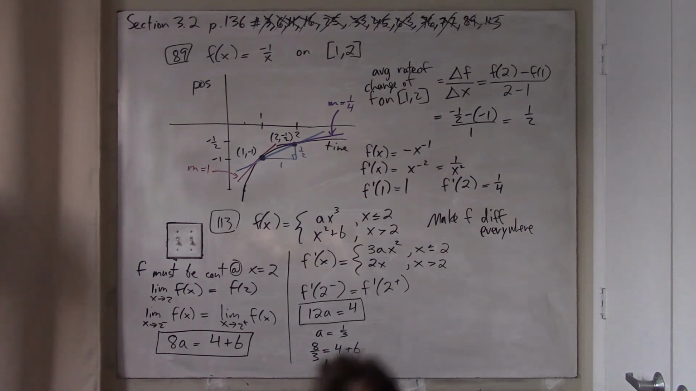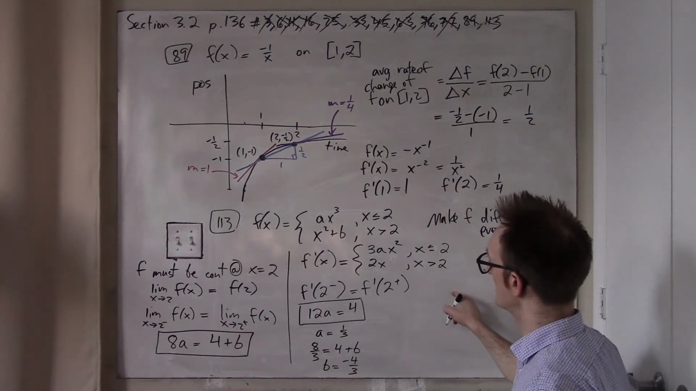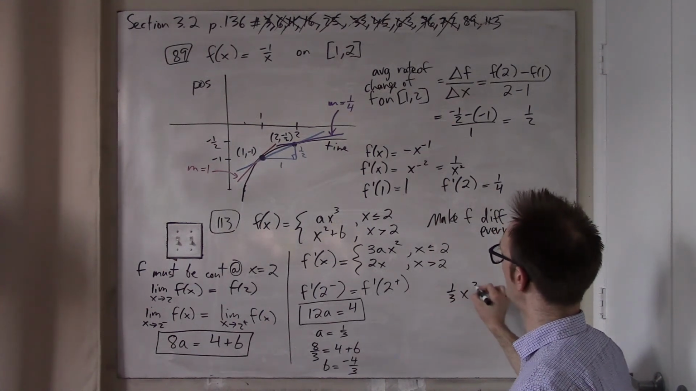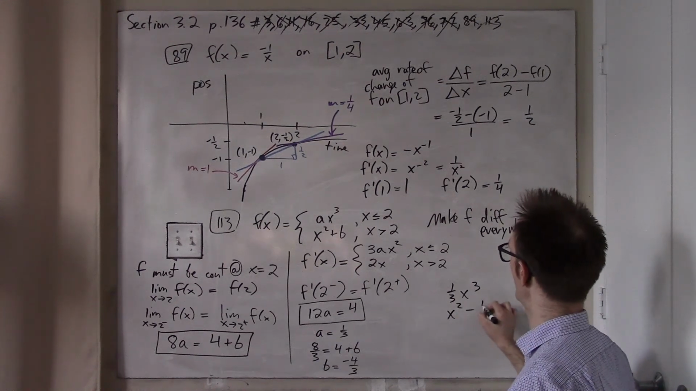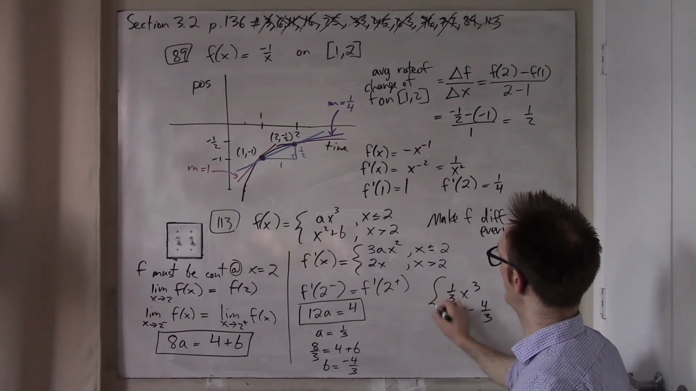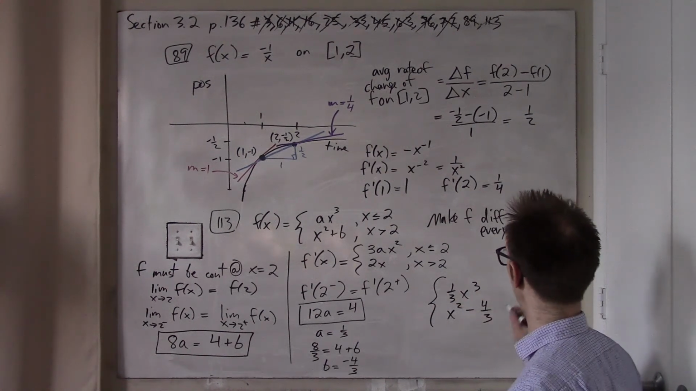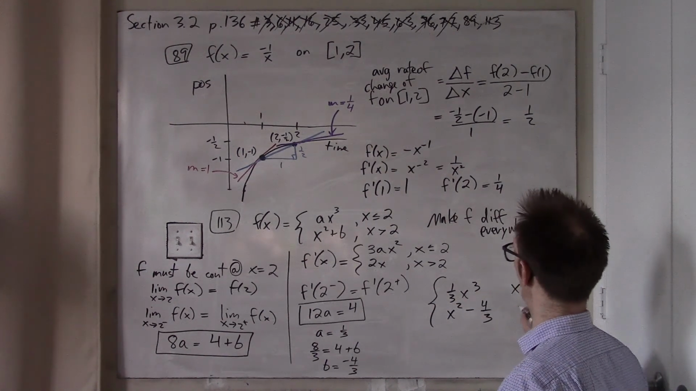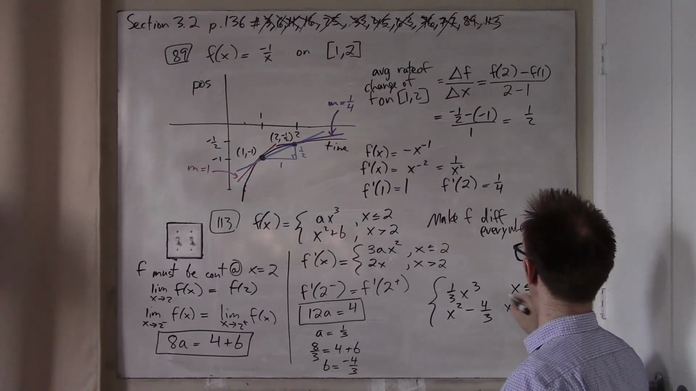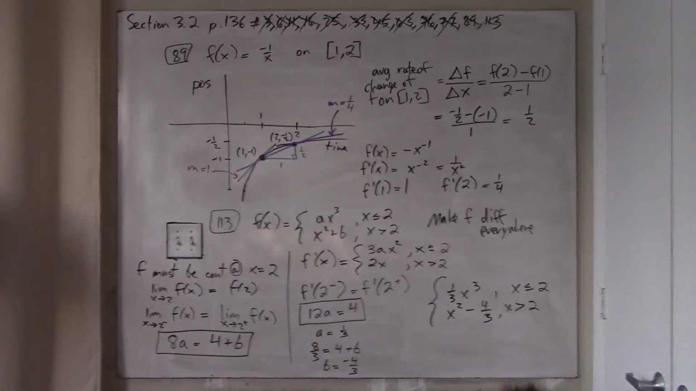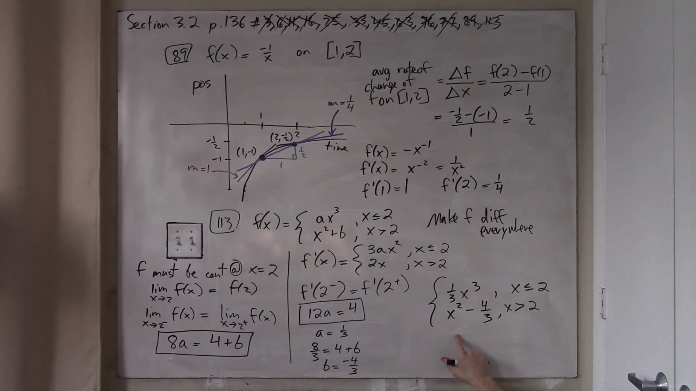Okay, so I think that the answer to this problem is 1/3 x cubed and x squared minus 4/3. This for x less than or equal to 2, and this for x greater than 2. I suppose you could even check it. Plug 2 in here, and you get 8/3. Plug 2 in here, and you get 12/3 minus 4/3, which is 8/3. So the function's definitely continuous. The derivative is x squared, so that'll give you 4, and the derivative here is 2x, so that'll also give you 4. So yeah, this is good.